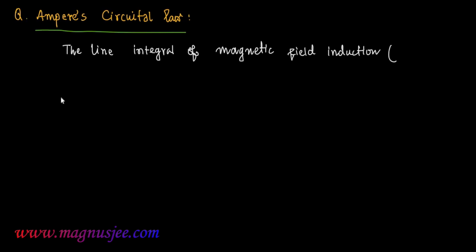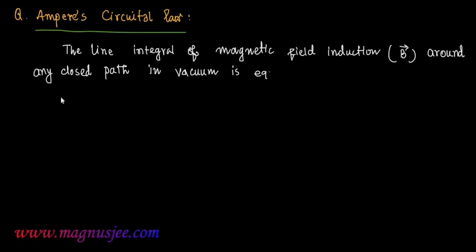Ampere Circuital Law. The line integral of magnetic field induction, that is vector B, around a closed path in vacuum is equal to mu 0 times, where mu 0 is the magnetic permeability of free space, the total current threading the closed path.